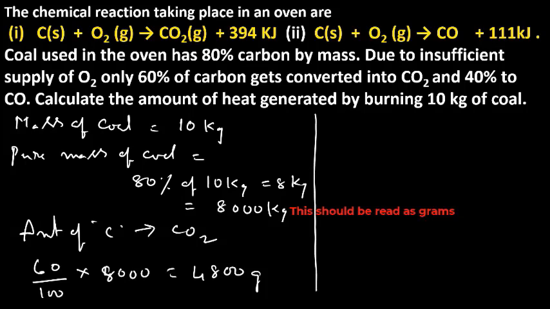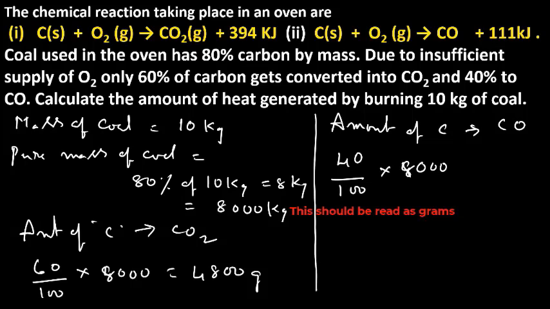On the other hand, amount of carbon converted to carbon monoxide equals how much? This is 40%. So 40 by 100 into 8,000. This is nothing but 3,200 grams. Now C plus O2 gives CO2 plus 394.